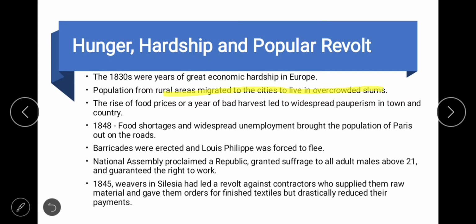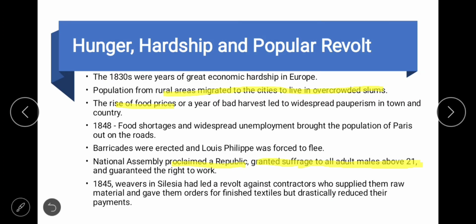There was food shortage and widespread unemployment that brought the population of Paris out on the roads. The National Assembly proclaimed a republic, granted suffrage to all adult males above 21, and also guaranteed the right to work.